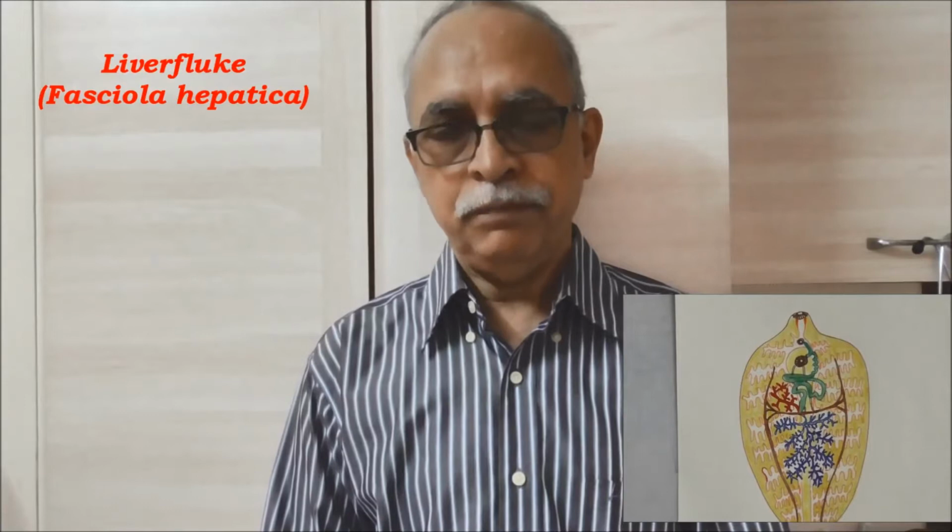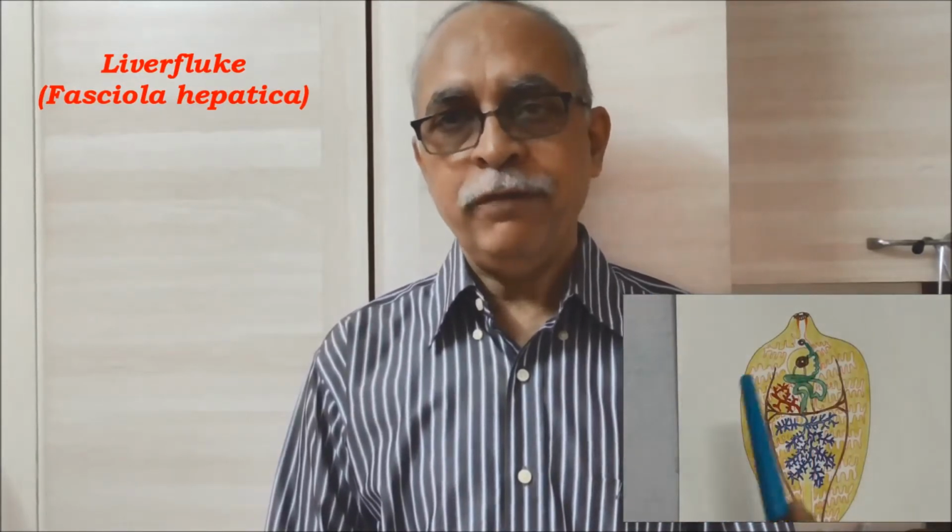Okay, in this session I would be trying to elaborate the life cycle, pathogenicity, control measures and treatment for fasciolosis, that is infection of Fasciola hepatica, liver fluke. First of all, let's understand the morphology of liver fluke.